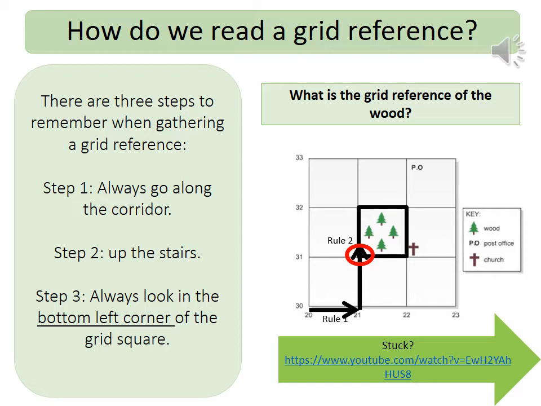Step number 1, always go along the corridor. Step number 2, go up the stairs. Step number 3, always look in the bottom left corner of the grid square.